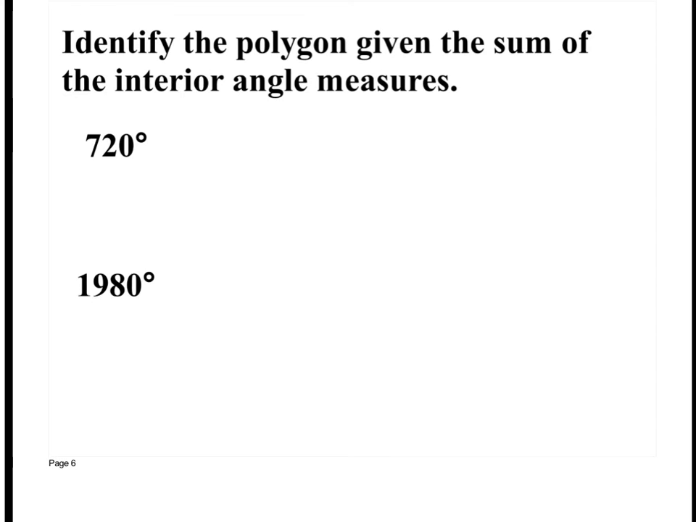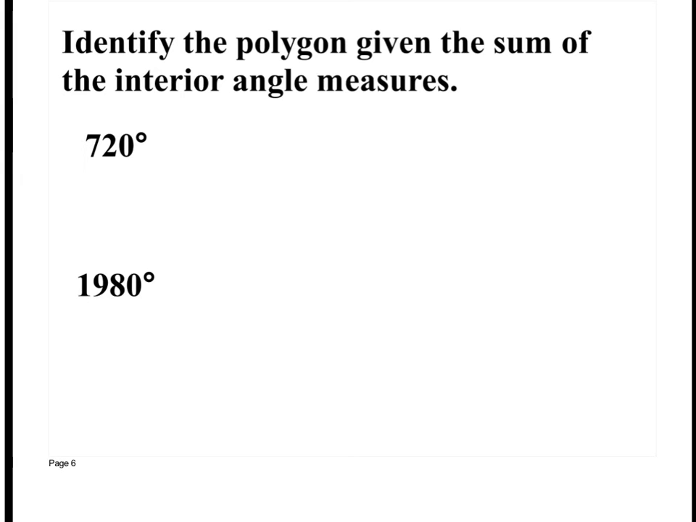All right, you're supposed to identify the polygon given the sum of the interior angle measures. So what you've got to do is think about, okay, what would add up to 720. If you don't know what it is, then you've got to use that formula, n minus 2 times 180. So we know what it's not, right? We know it's not a triangle. We know it's not a quadrilateral. Okay? Probably not a pentagon, so let's try heptagon.